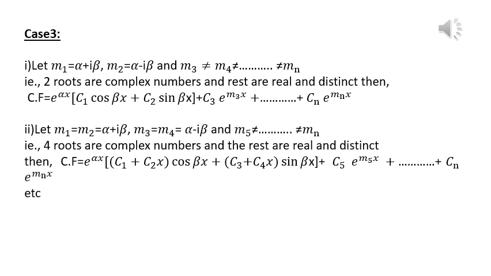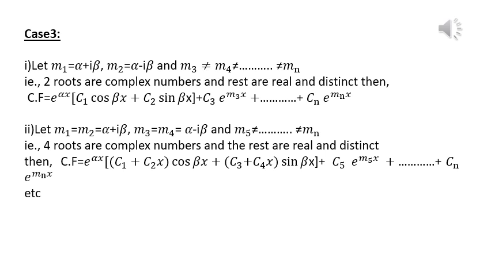Because there is a theorem, complex roots occur in pairs. Therefore, alpha plus i beta is a root means alpha minus i beta is also a root. That is why here I have written m1 equal to alpha plus i beta, m2 is equal to alpha minus i beta. The remaining values of D, they are m3, m4, etc., mn. All these are real numbers, but they are distinct numbers, different numbers.